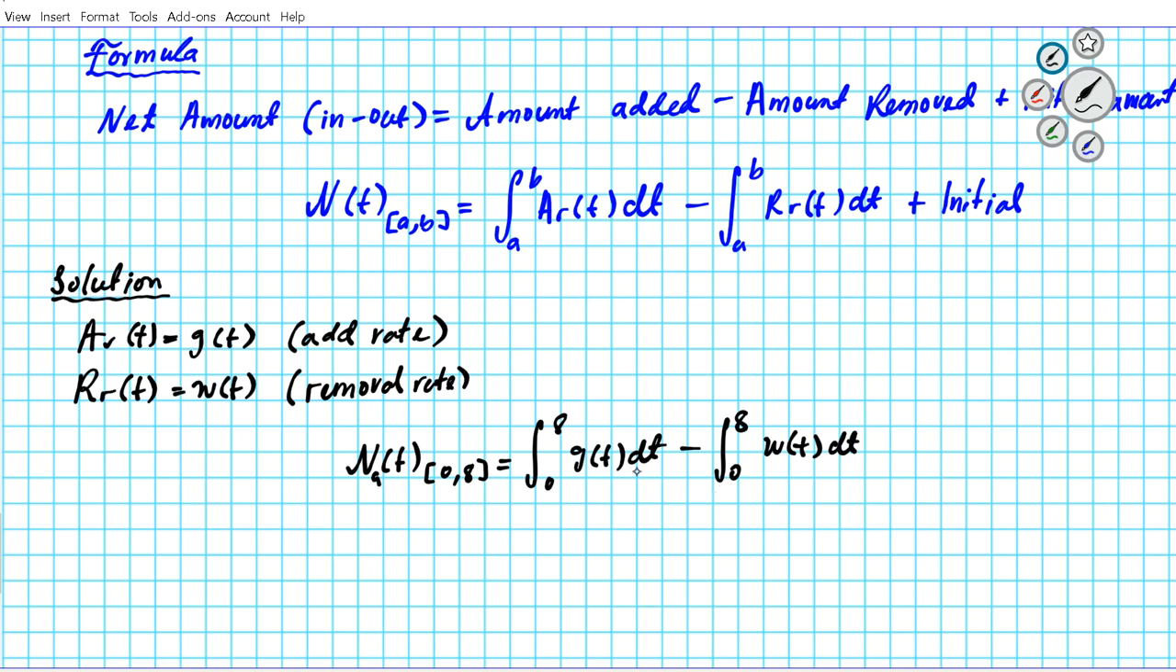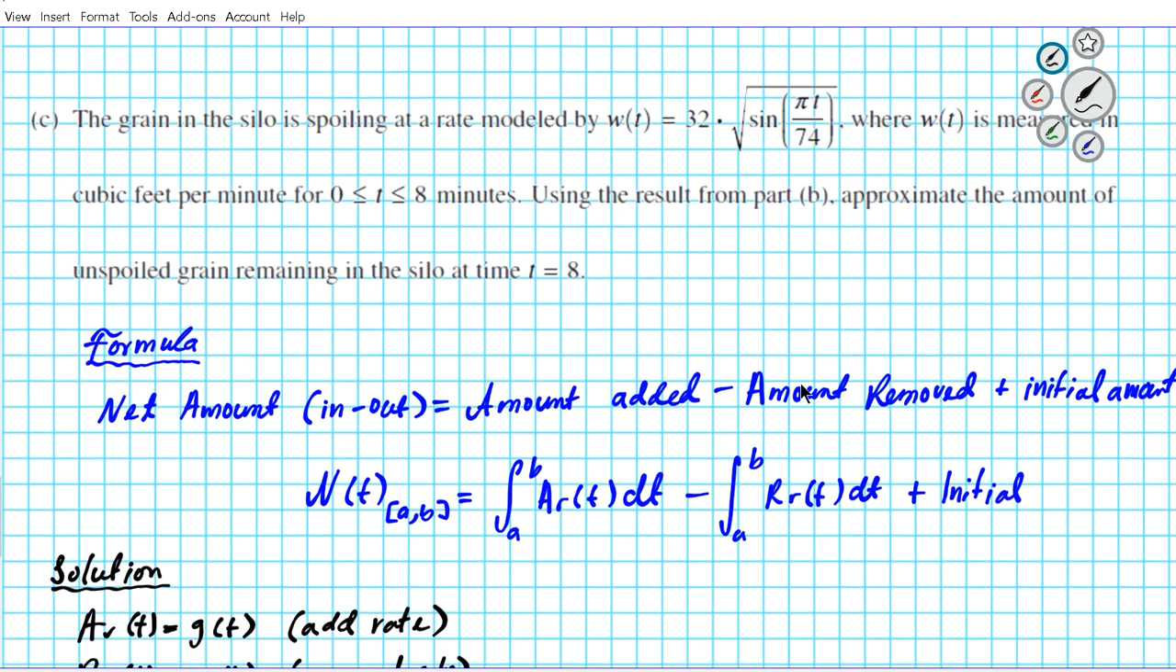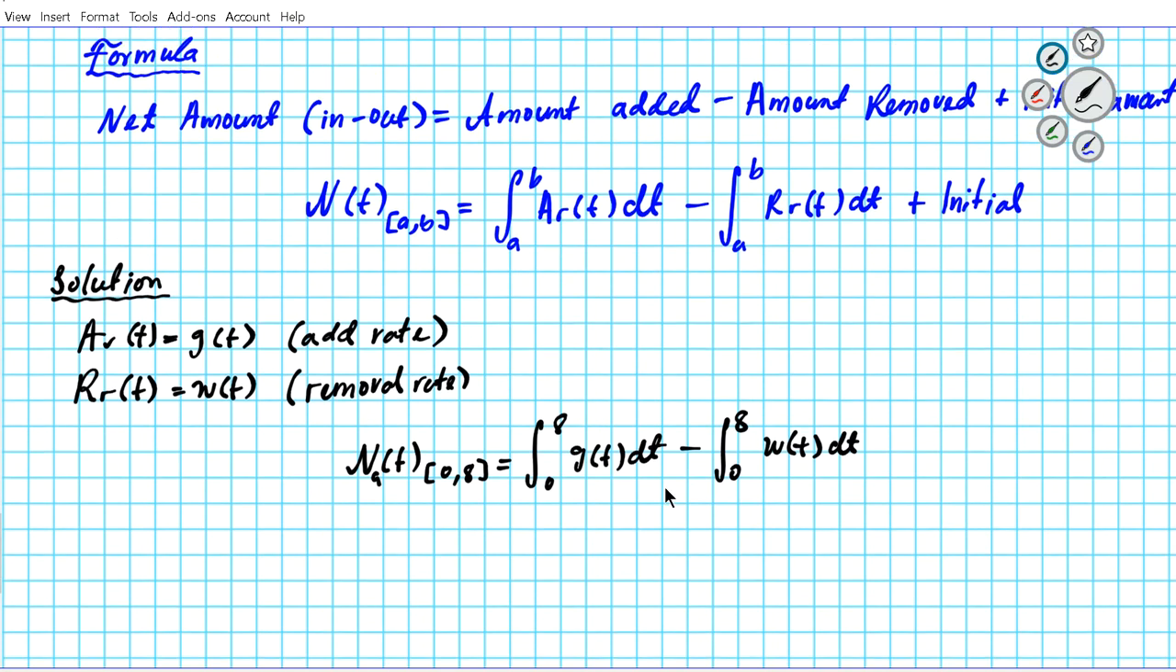Another thing you want to keep in mind is to make sure that your intervals line up, because it says it started to spoil on the same interval. In some questions on the AP exam, the intervals might differ. For example, it could be from 2 to 6. So the interval for the add rate and the removal rate are exactly the same here. So it's nice, but it's not always the case. And then we also have to consider how much grain was in the silo at the start, and it was none, so it's just 0.